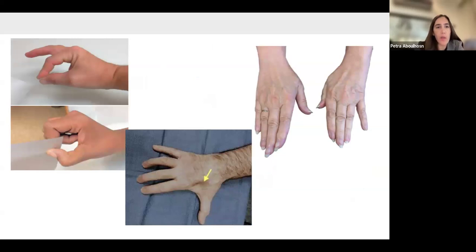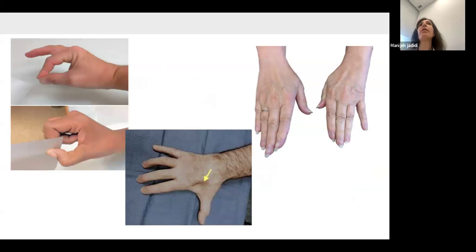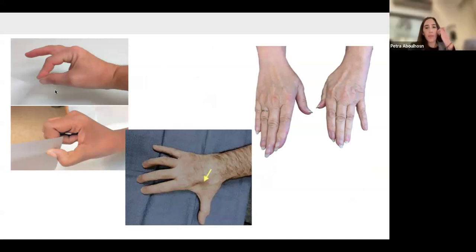Okay, and when we have ulnar pathology or ulnar neuropathy, these are common signs you would see in exams or have to know of. So first one here, you can look for first dorsal interossei atrophy.